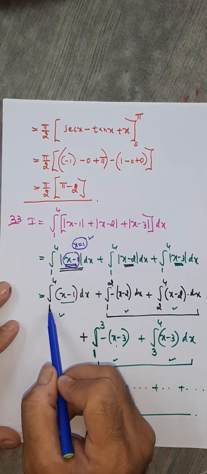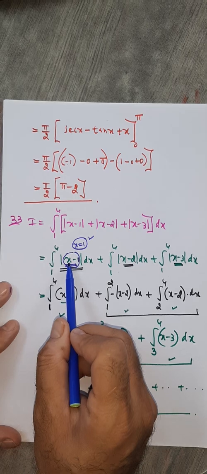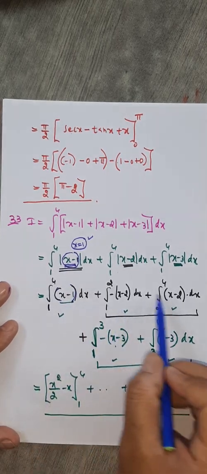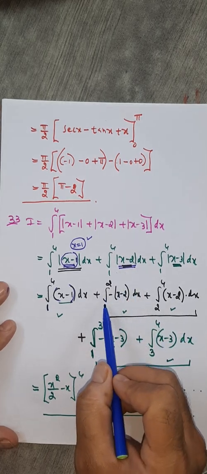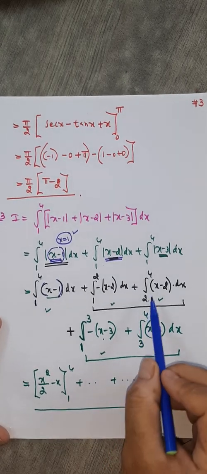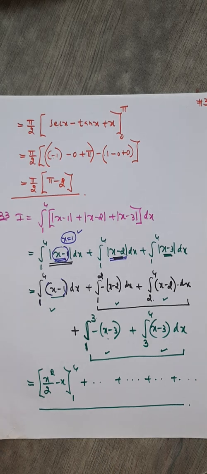So how do we check this? Take any number from 1 to 4. Suppose I have taken 2. Place it here, it will be positive, so we just replace it by itself. And here or here, this becomes 0 at 2. So we split at 2: 1 to 2, 2 to 4. Remember. Then here 1 to 3, 3 to 4. Fine.